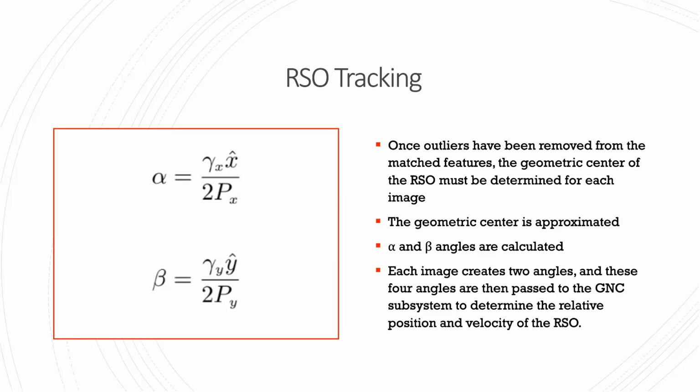And then that is over the number of pixels along that dimension. And this is done for each image. So we will be sending 4 angles to GNC for every image pair that we have.